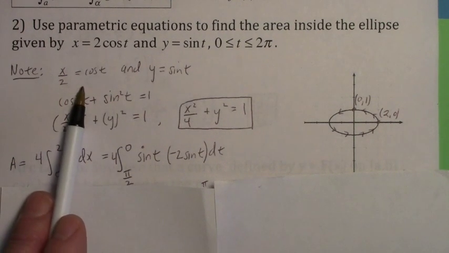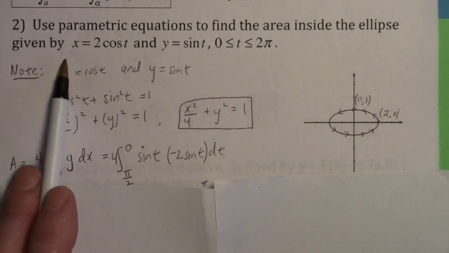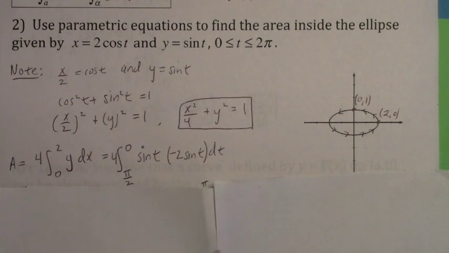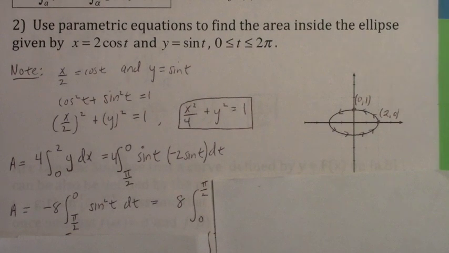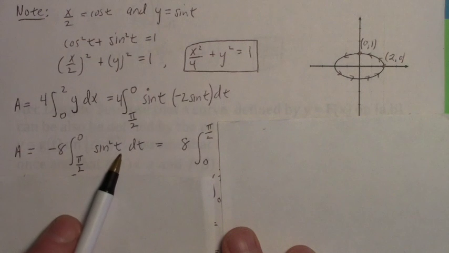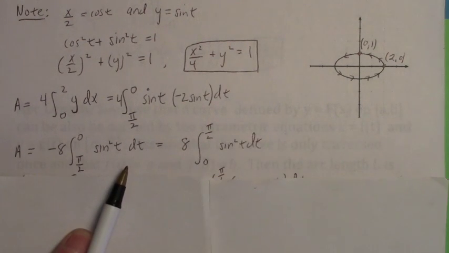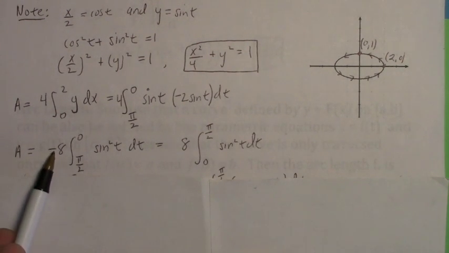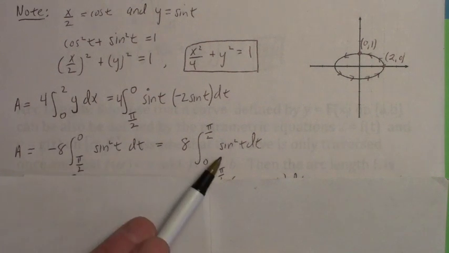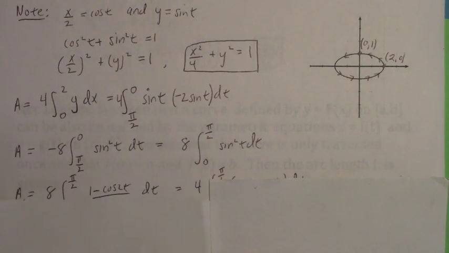If x is 2 cosine t, then dx dt is negative 2 sine t. You end up with negative 8 times the integral from pi over 2 to 0 of sine squared t. We've done that before. You see this negative 8? You can switch the order here. Remember, that's kind of a nice trick to get rid of a negative sign. So I got rid of the negative sign, and I switched the limits of integration.